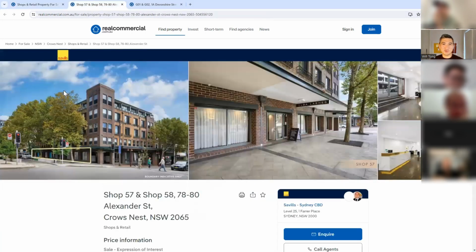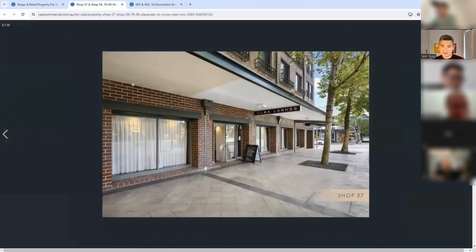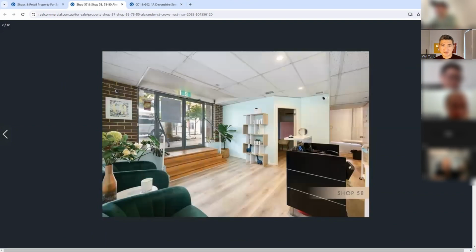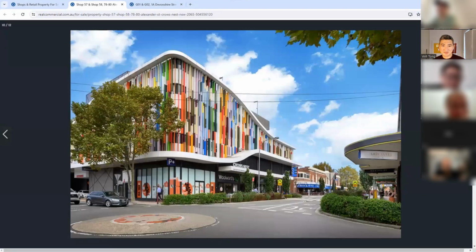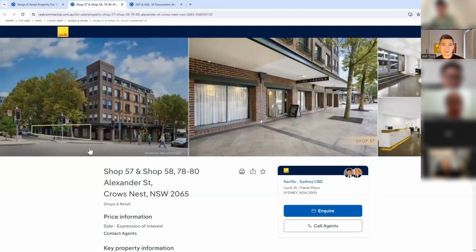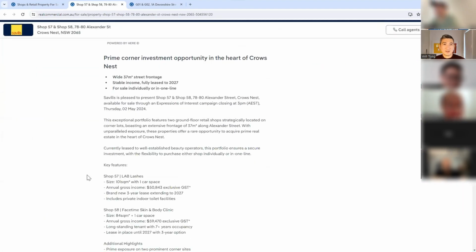Okay, so we found 2 interesting ones. Okay, so we've got this one here, which is already a strata shop. And it's already 2 shops. It's already been strata subdivided in 57, 58. So let's see what it looks like. Is there any merit in this? Oh yeah, you're in a good part of town. For sale individual 1 line.